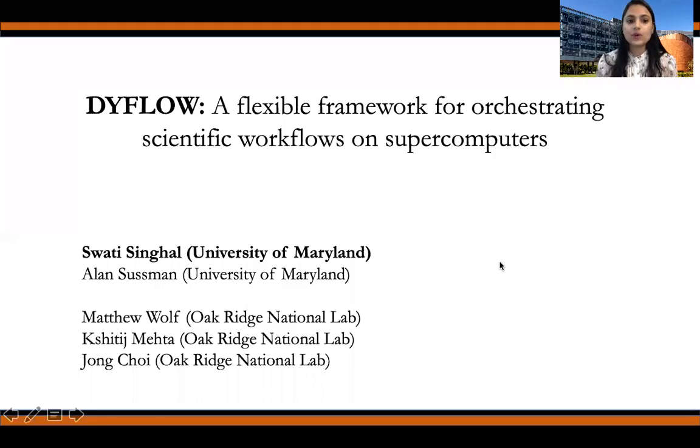Good morning. I'm Swati Singhal, a graduate student from University of Maryland, and I'm presenting DYFLOW, a flexible framework that enables orchestration of scientific workflows on supercomputers.